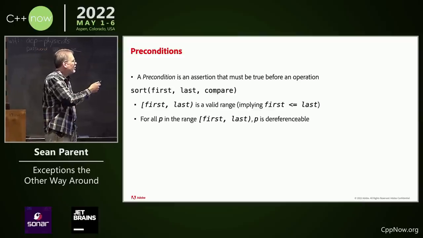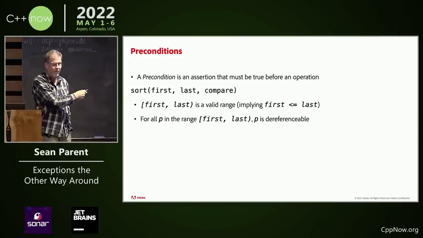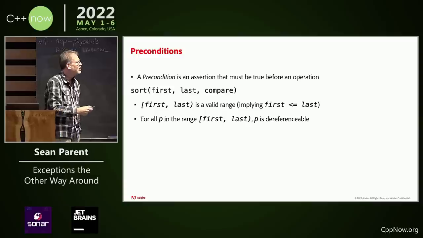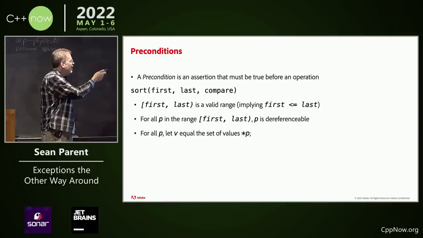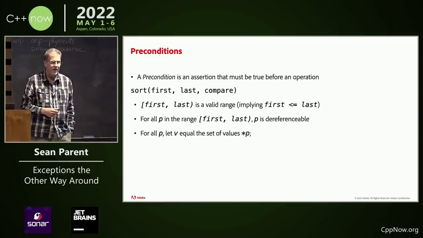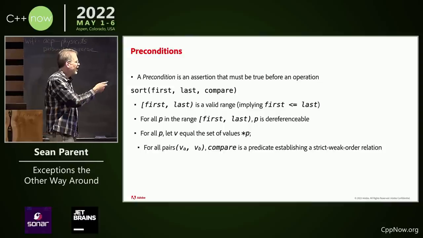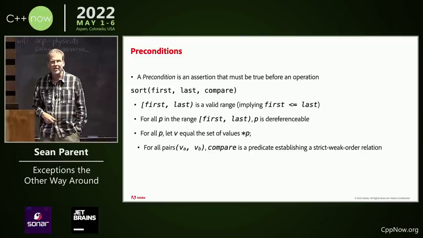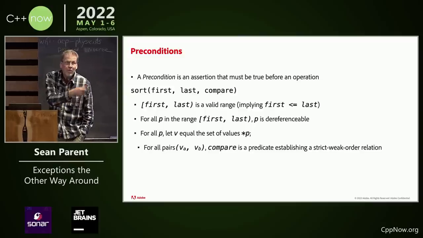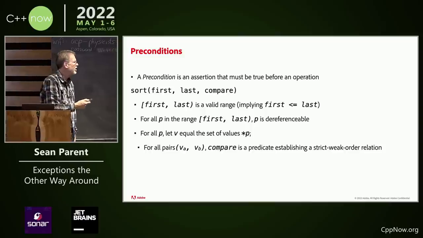That for all p in the range first to last, p is dereferenceable. It's a half open interval there, so we can't dereference at end. For all p, we'll let v equal to the set of values *p. And for all pairs va, vb, compare is a predicate establishing a strict weak order. There are more preconditions, but this gives you an idea. This is a set of preconditions around sort.